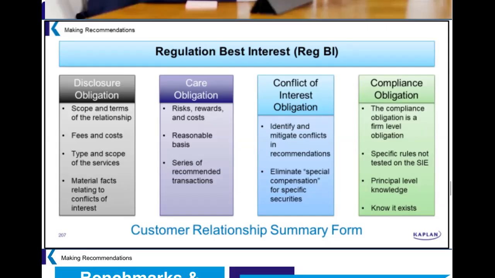Reg BI has to do with your relationship with your customer. I always say, just remember DCCC: disclosure, care, conflict, compliance. The disclosure obligation says that we have to look at the scope and terms of our relationship with the customer. We have to identify fees and costs, the type of account that they're opening, and the scope of the services that we'll be providing. And we must disclose material facts that relate to any conflicts of interest.